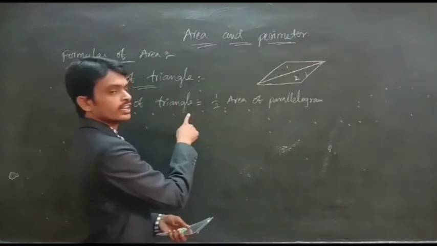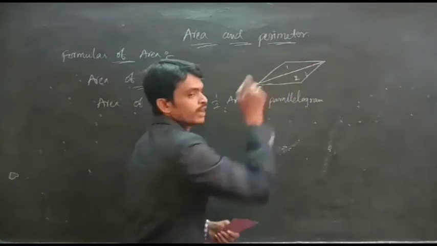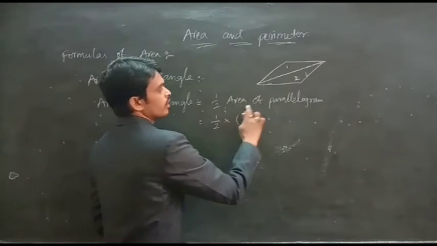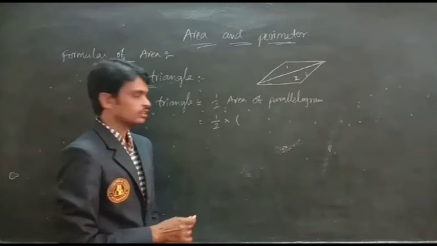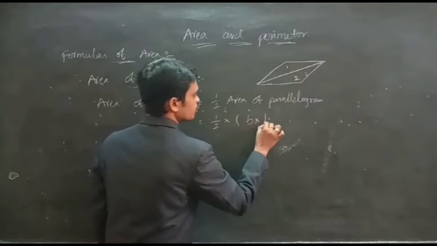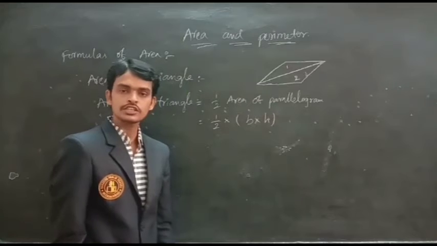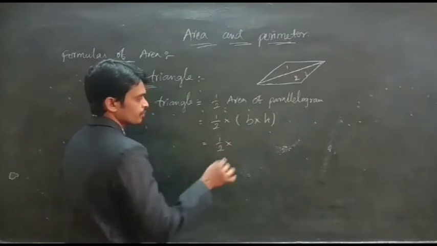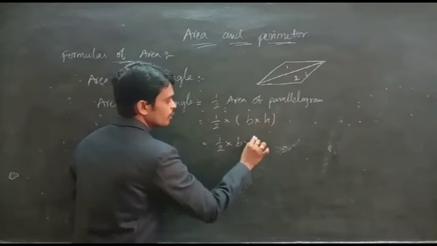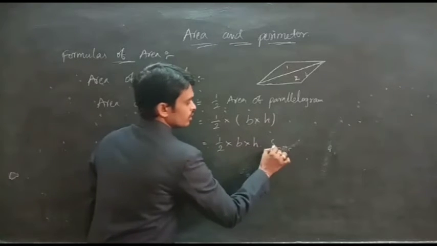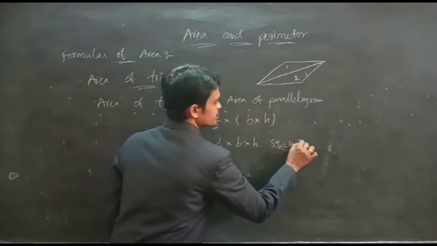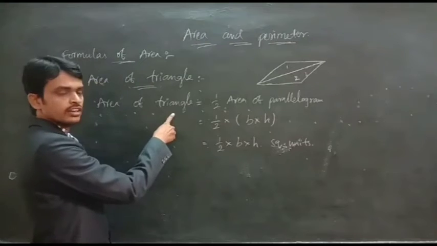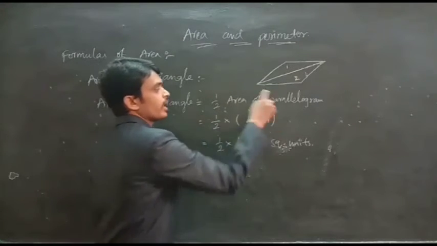Then the area of a triangle is what? Half of the area of the parallelogram. Then half of the area of the parallelogram is what? We know that it is base into height. Now we will write half into base into height, square units. So the area of a triangle is half of the area of a parallelogram.